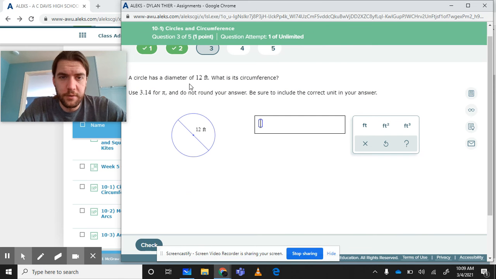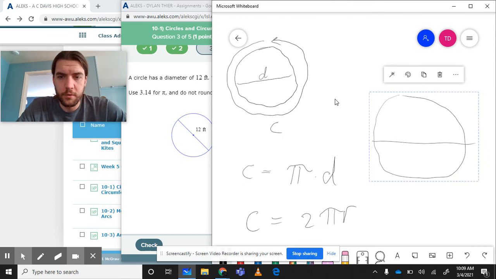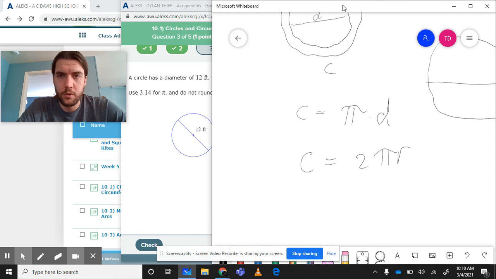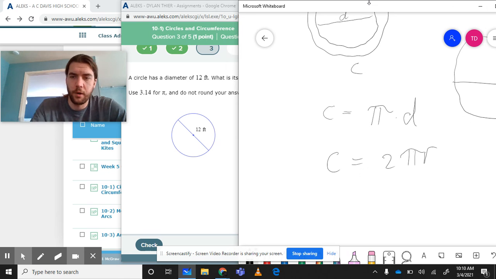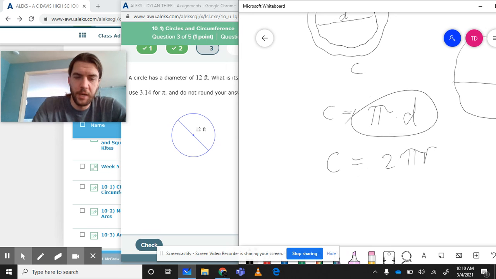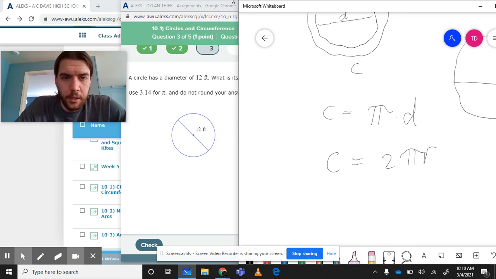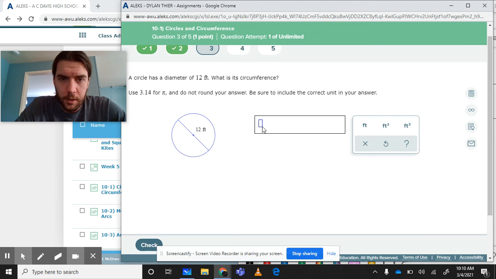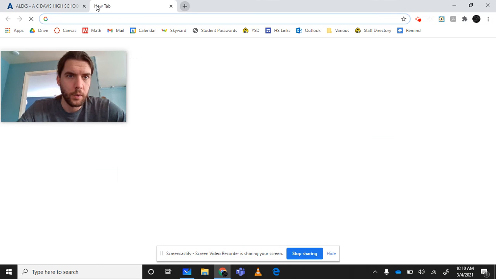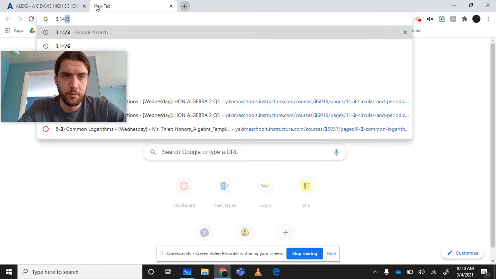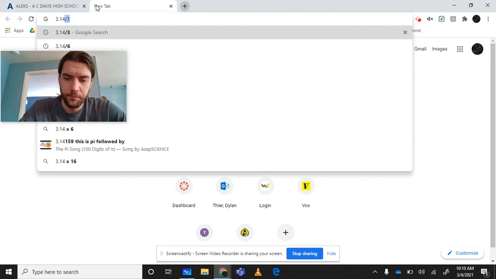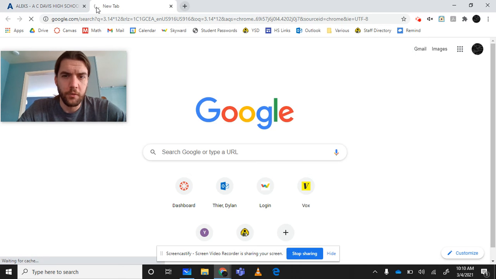Okay, this one says a circle has a diameter of 12 feet. What is the circumference? So as long as we understand our equation that circumference is 2 times pi times r, or if you remember it as pi times the diameter, then we are simply taking our diameter and multiplying it by pi. It says use 3.14 for pi, so they don't want the exact answer to this problem. They want an approximation using 3.14 for pi.